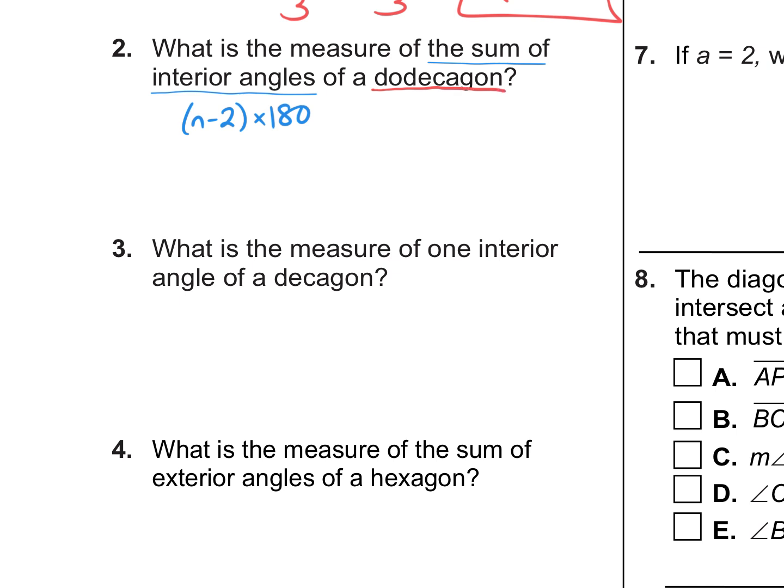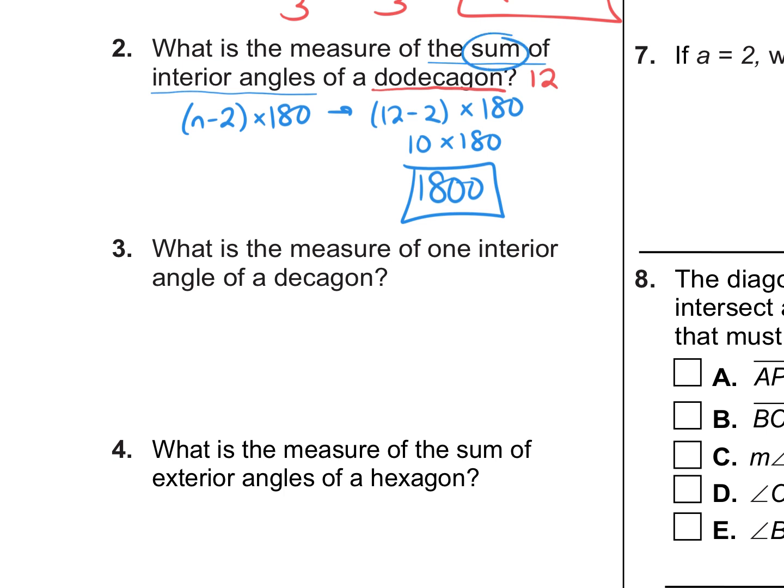It tells us that it's a dodecagon. How many sides is a dodecagon? 12. So I plug in 12. I get 12 minus 2 times 180. 12 minus 2 is 10, times 180 is 1,800. And it wanted the sum. So we just need to find the sum.